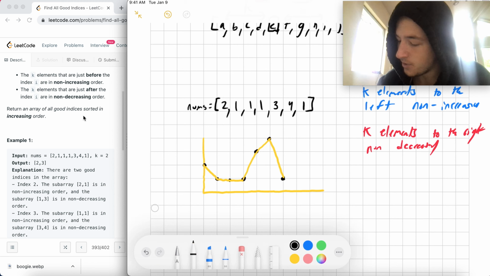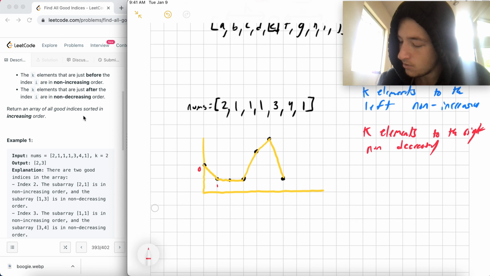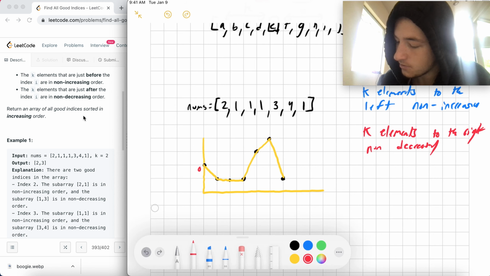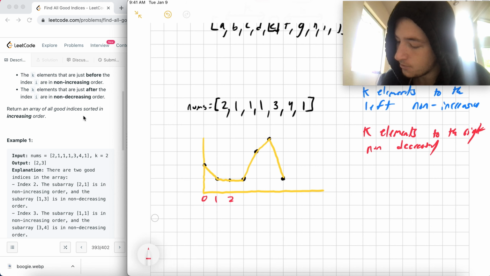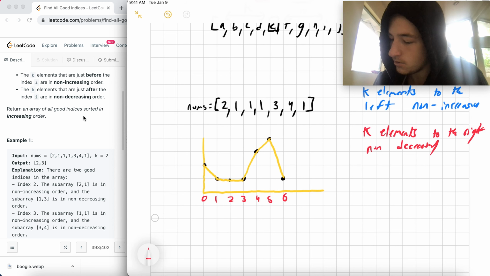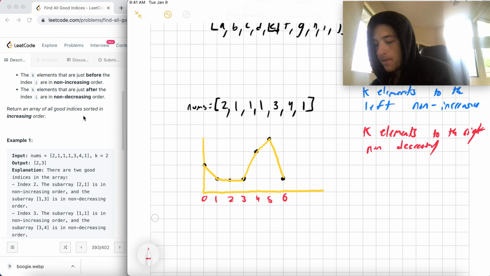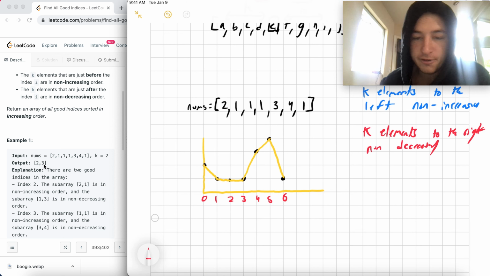So the solution says we have these indices. This is index 0, 1, 2, 3, 4, 5, and 6. Now this is saying that indices 2 and 3 are solutions.